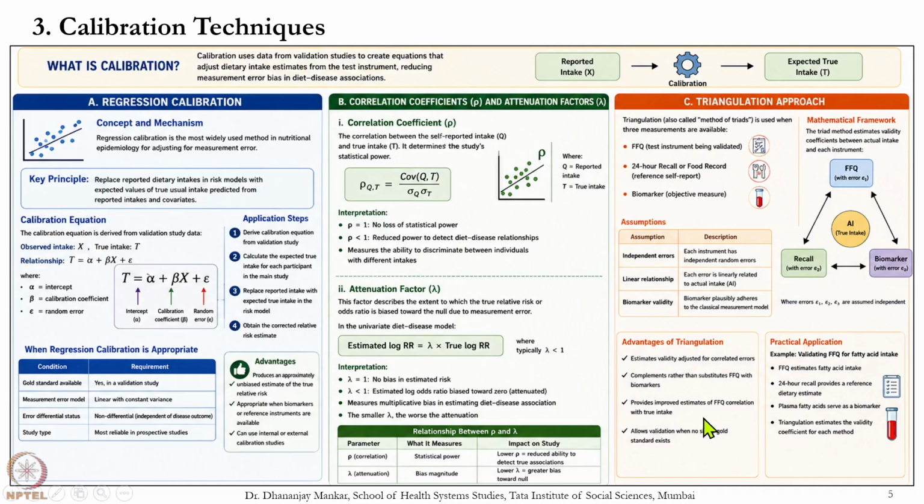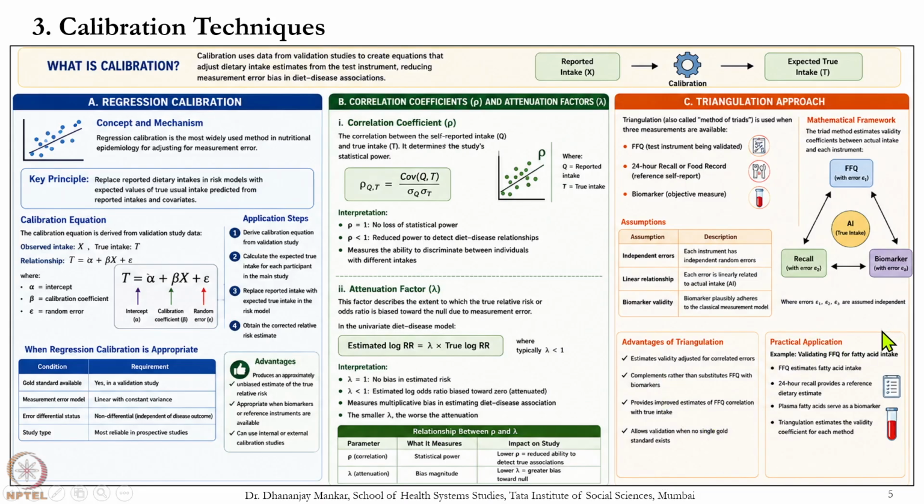The advantages are listed as: it estimates the validity for corrected errors. It complements, like a supporting element towards your finding. It provides improved estimates for the FFQ and its correlation with the true intake. It allows validation when no single gold standard exists, because there is no such single gold standard, which is the more benefit for which triangulation is very much applicable.